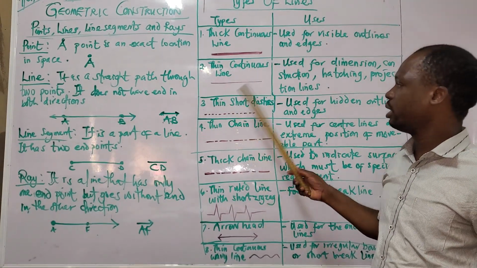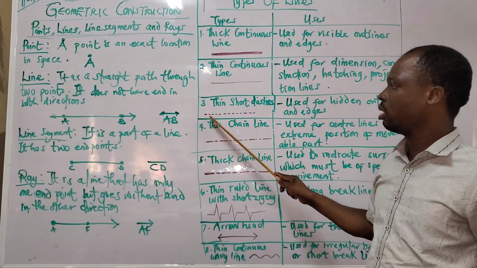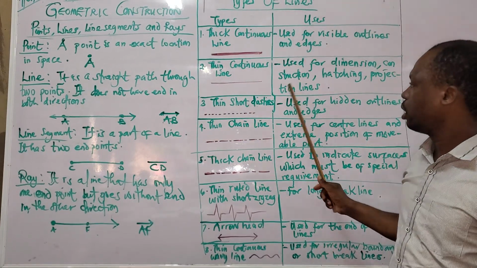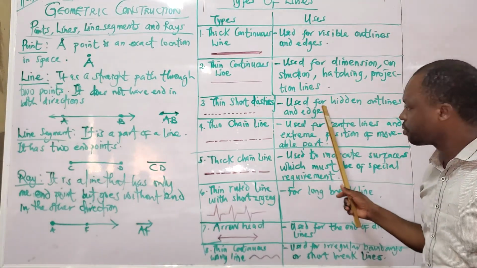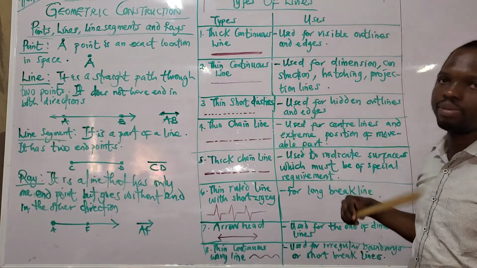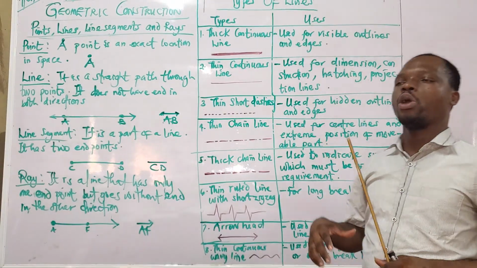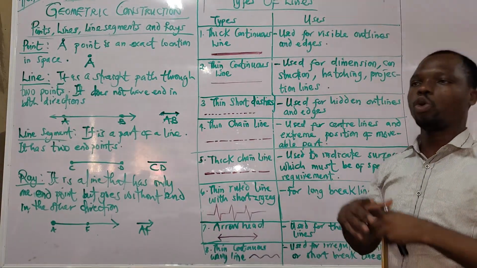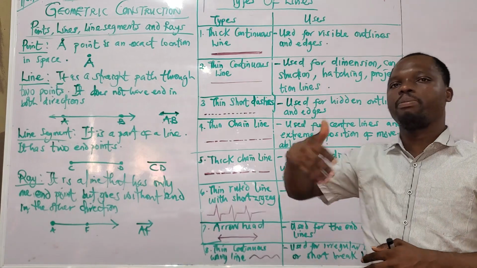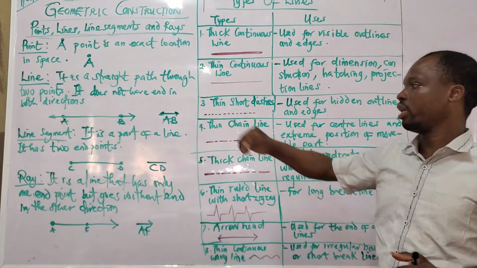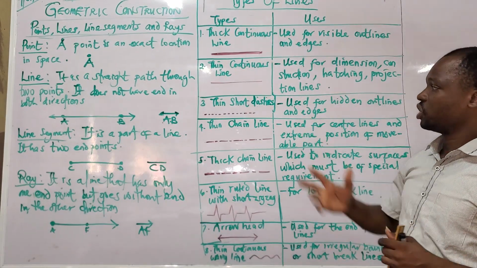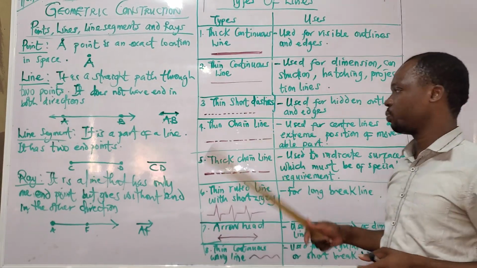We also have thin short dashes. You can see these are short dashes, and they are used for hidden outlines and edges. In some diagrams, some hidden parts, maybe a cutout part in the diagram, are not shown in full. So we make use of the thin short dashes to represent such parts.